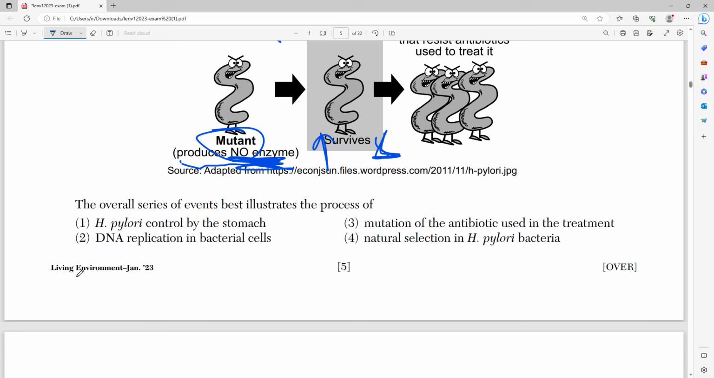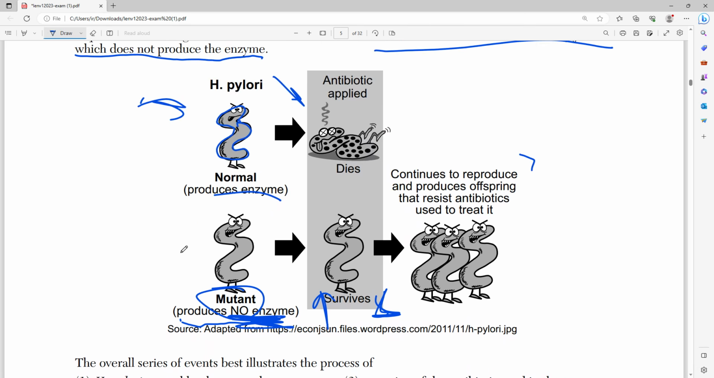This sounds a lot like natural selection, right? Because the H. pylori with the mutation that is beneficial, the trait of no enzyme, is given an advantage, aka it's not killed off by the antibiotic, and because it's not killed off, it's allowed to reproduce and pass on its trait of no enzymes to the future generation, or these 3 guys right here.